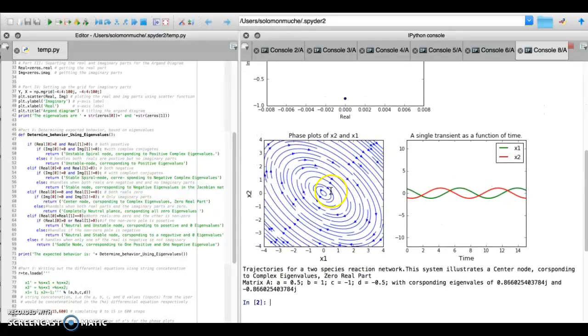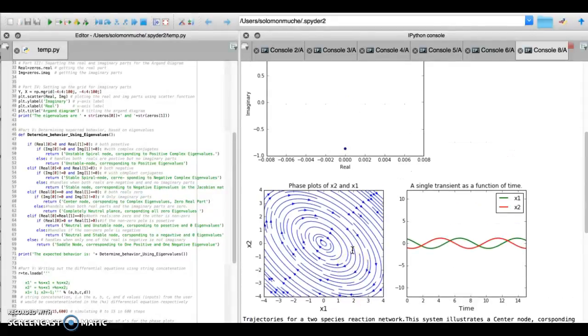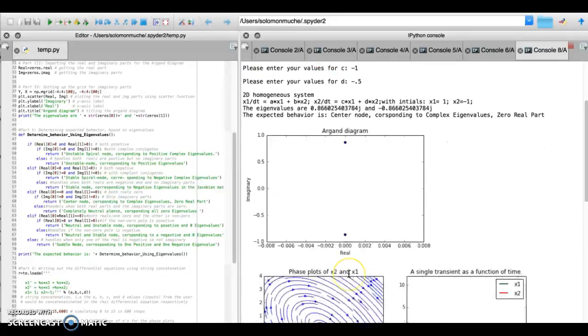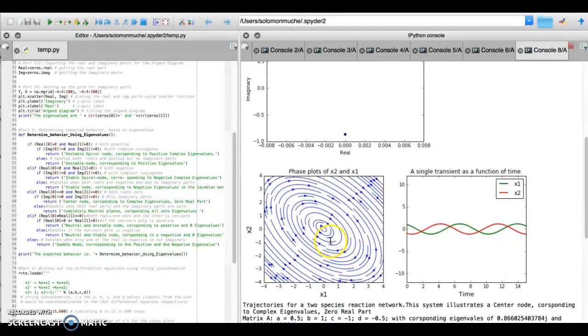And then more of my plotting shows that the caption of the plot says the system will show a center node corresponding to the complex eigenvalues, because all the real parts are 0, using the matrices A 0.5 and B 1 and C negative 1 and D negative 0.5, and those values give us those eigenvalues, and from those eigenvalues we determine the behavior of the system.